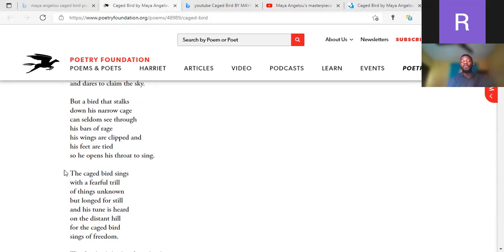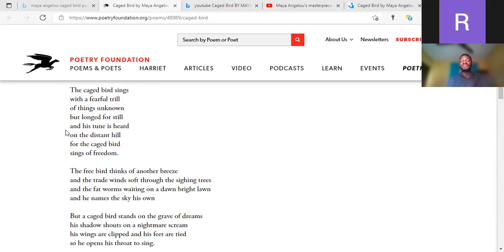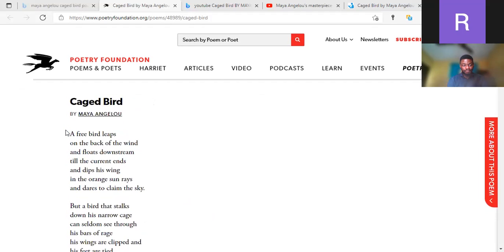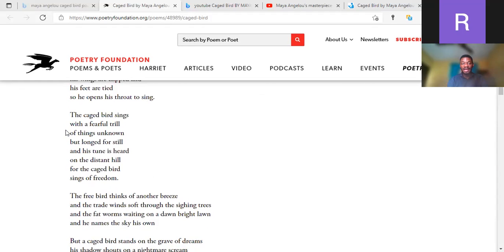So as we explore the next three stanzas, we see how each character, the free bird and the bird in captivity, tend to explore themselves or find themselves very constricted in who they are. And we get a feel of how they feel about this. In the third stanza, we read that the cage bird sings with a fearful thrill of things unknown but longed for, and his tune is heard on a distant hill, for the cage bird sings of freedom.